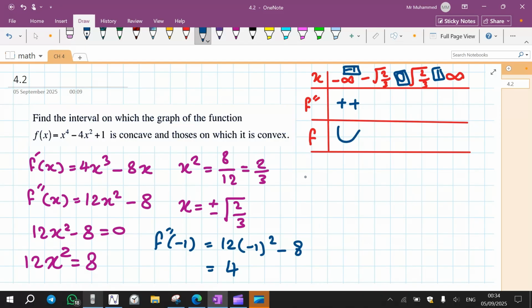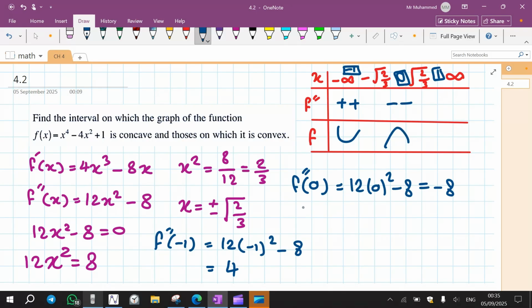If I put 0 into the second derivative, f double prime of 0 is equal to 12 times 0 squared minus 8. Where did I get this? This is the second derivative here. That's equal to negative 8. I don't need the 8, I only need the sign. Negative is sad, which is convex.